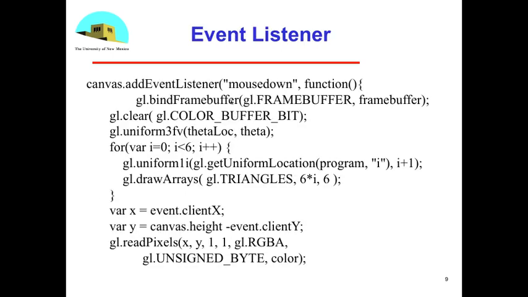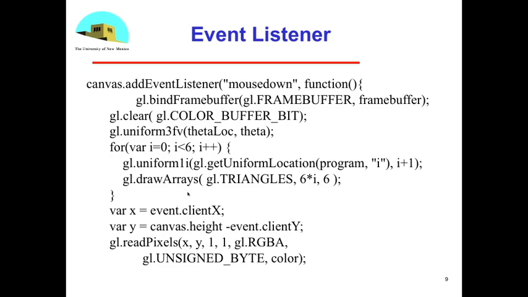Okay, now here's an event listener that's waiting for the mouse. As soon as a mouse click happens, I'm going to do the off-screen rendering, so I'm going to bind the frame buffer to that off-screen buffer. I'm going to clear it, and I'm going to do another rendering in which, for each face, I first send over, well, here's the rotation as usual.